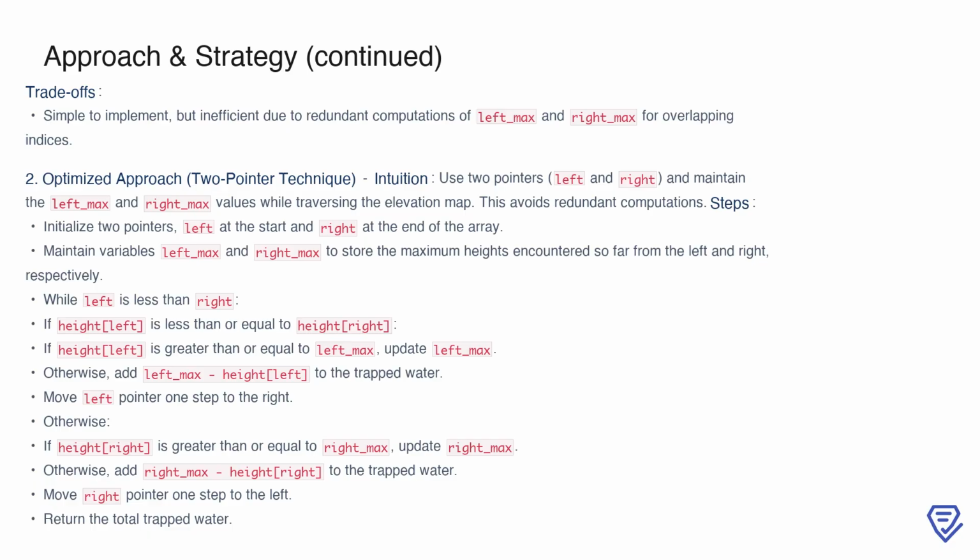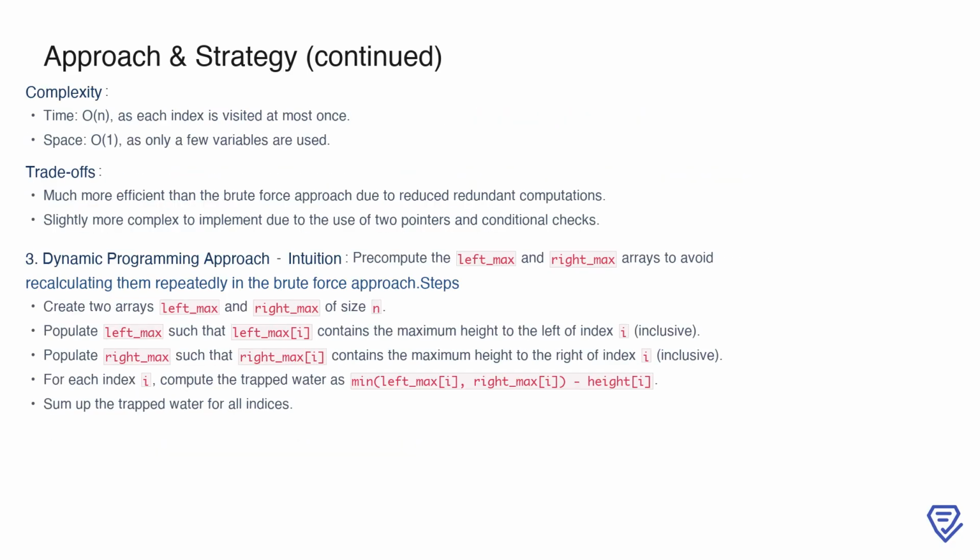This approach continues until the 2 pointers meet, ensuring that each index is processed at most once. The total trapped water is then returned. The optimized 2-pointer technique offers a time complexity of O(n), since each index is visited only once during the traversal.